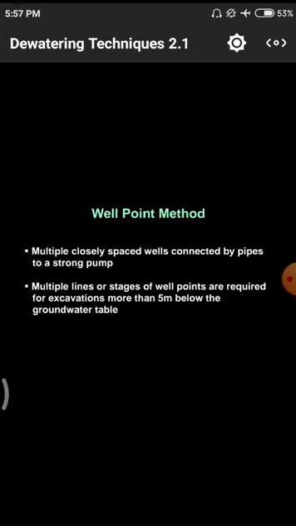Next one is the well point method. What is a well point method? How do we have to use this well point method? What is the association with the particular land? Multiple closely spaced wells are connected by pipes to a strong pipe.